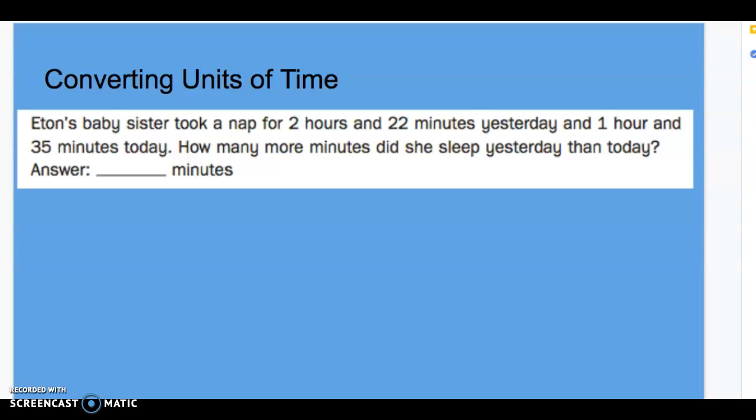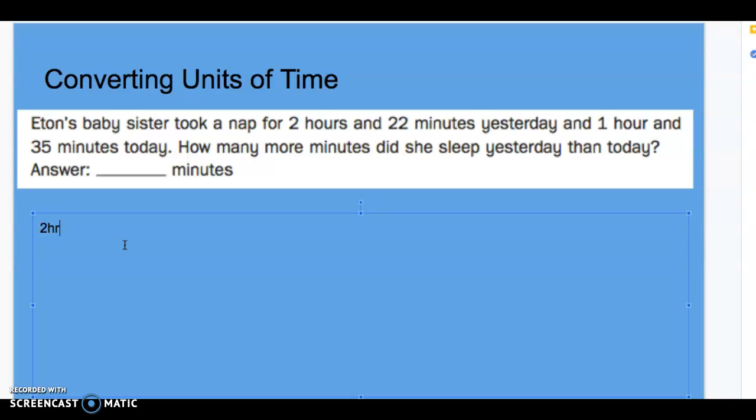All right, so I know it's asking me to convert to minutes, but I have a lot of different things going on here. It's also asking me to find how many more minutes she slept on one day than the other, so I know I have to subtract somewhere too. The first step I'm going to follow here is I'm going to convert all of my times to minutes. That'll make it easier for me in the end.